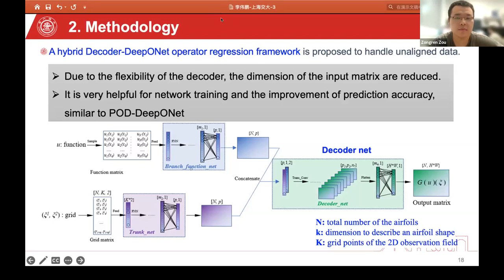Weipeng, can you explain why you think there are differences in errors between POD and the decoder? What is the reason?